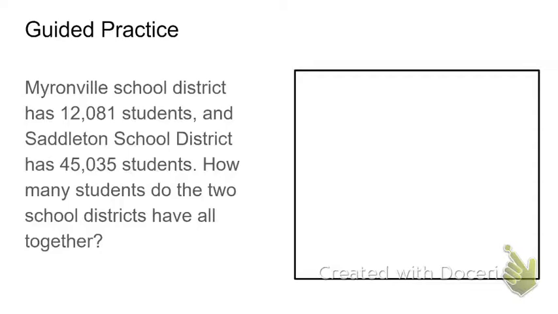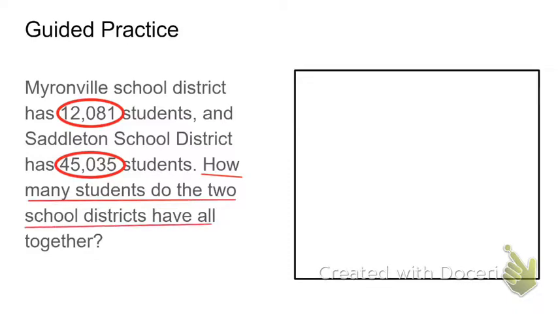So let's analyze this problem. First off, I see two numbers that look like they're important, 12,081 and 45,035. I'm going to circle those two numbers because I know I'm going to need them to solve my problem. There's a question in this problem that's also important. How many students do the two school districts have all together?